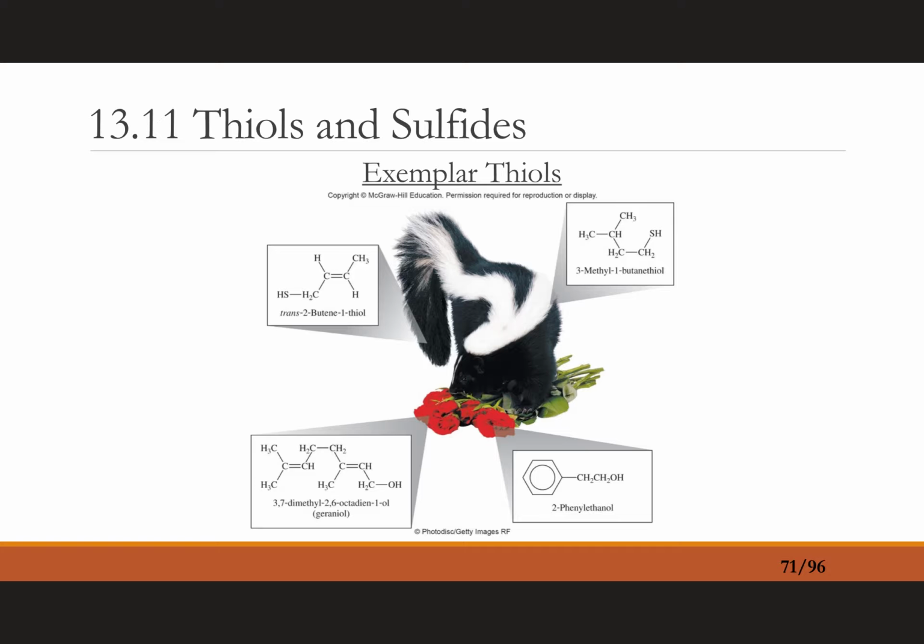Now, other bad ones, I would say, would be from the skunk. You have trans-2-butene-1-thiol, 3-methyl-1-butane-thiol. Those are clearly awful-smelling chemicals that skunks release when they're trying to get away from predators and such. The chemicals at the bottom are not thiols, so I don't need to mention them really, but they do come from the flowers there. Apparently, skunks are attracted to the smell of geraniol, 3,7-dimethyl-2,6-octadiene-1-ol, and then the 2-phenylethanol, again, coming from those roses or geraniums.